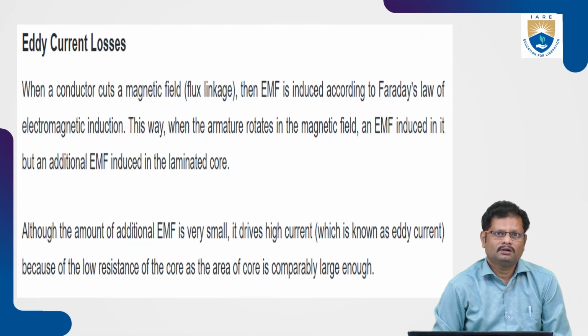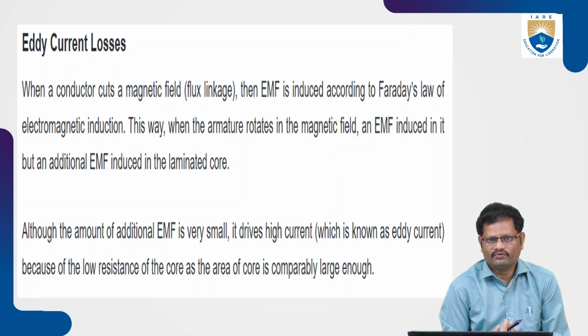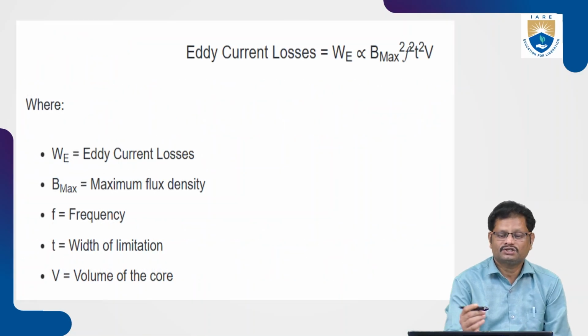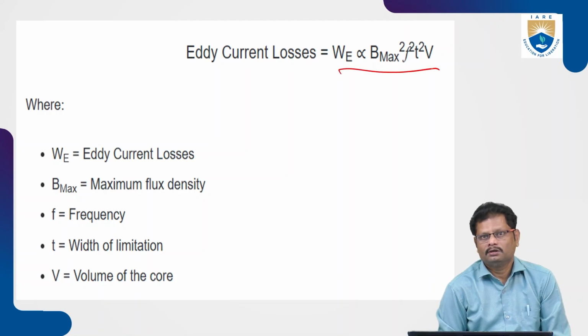Eddy current losses. When a conductor cuts a magnetic field, an EMF is induced according to Faraday's laws of electromagnetic induction. So, when the armature rotates in the magnetic field, an EMF is induced in it. But an additional EMF is induced in the laminated core also. Although the amount of additional EMF is very small, it drives a high current, which is known as eddy current, because of the low resistance of the core, as the area of the core is comparatively large. So, eddy current losses are directly proportional to the frequency squared.